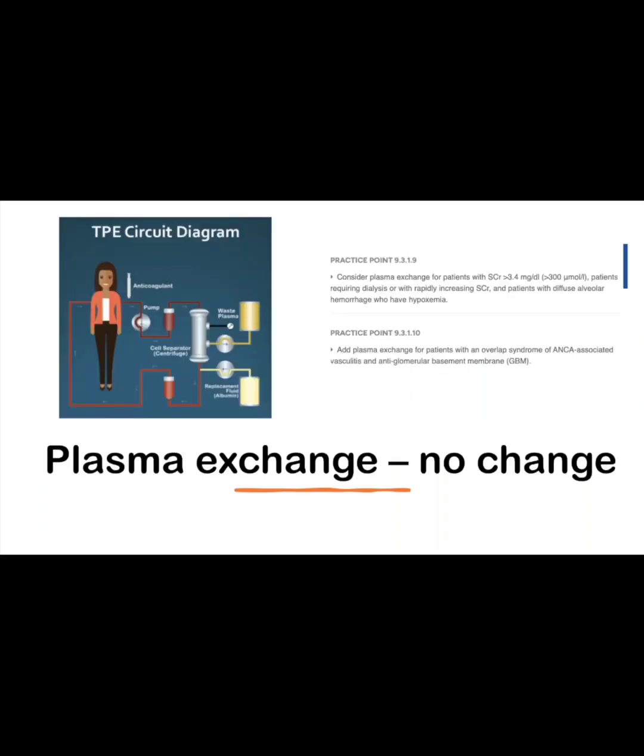There has been no change in the recommendation about the use of plasma exchange. It still clearly states that plasma exchange should be considered in settings of severe ANCA with creatinines more than 3.4, if the patient is on dialysis or has a rapidly increasing creatinine, or in a patient that has pulmonary hemorrhage with hypoxia. They also say that plasma exchange is essential in a syndrome with overlap ANCA and anti-GBM disease together.